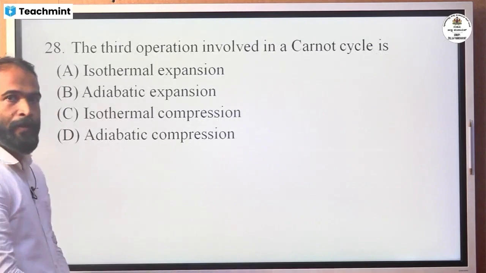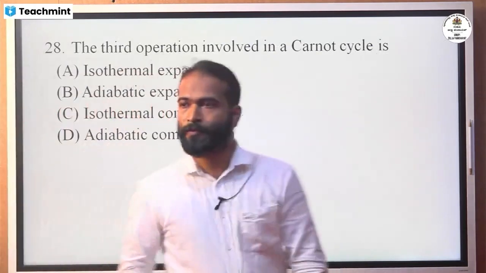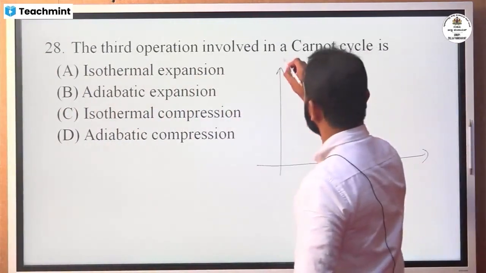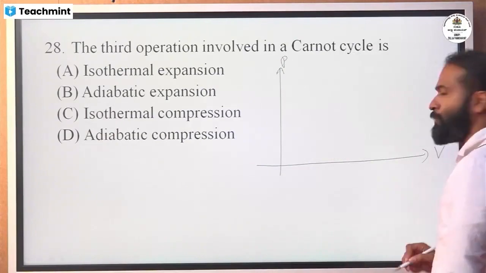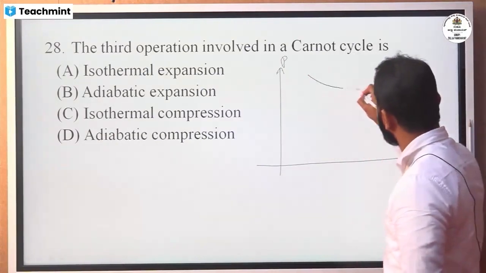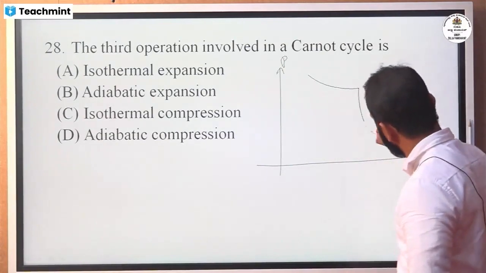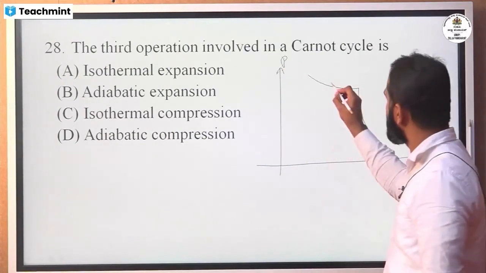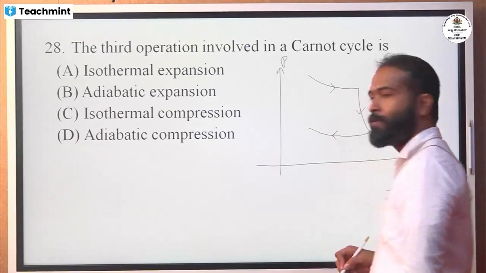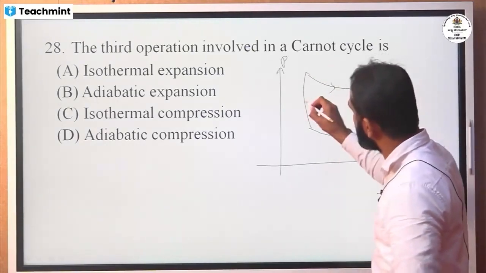Question number 28. The third operation involved in a Carnot cycle is. So if I plot a graph of pressure versus volume, we all know that there are 4 steps in the Carnot cycle. The first one is called isothermal expansion. The second one represents adiabatic expansion. The third one represents isothermal compression, and the last step represents adiabatic compression.